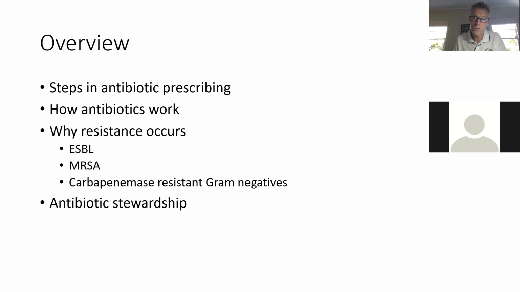I'll explain why resistance occurs, and then I'll talk briefly about a couple of specific types of resistance that are a big problem. One's called ESBL, or extended spectrum beta-lactamase, and the other one is MRSA, which you know is methicillin resistant Staph aureus, of course. And then I'll talk about another type of resistance just briefly, which is even more resistant organisms, called carbapenemase resistant gram-negatives. And throughout many parts of Asia, carbapenemase resistant gram-negatives are growing.